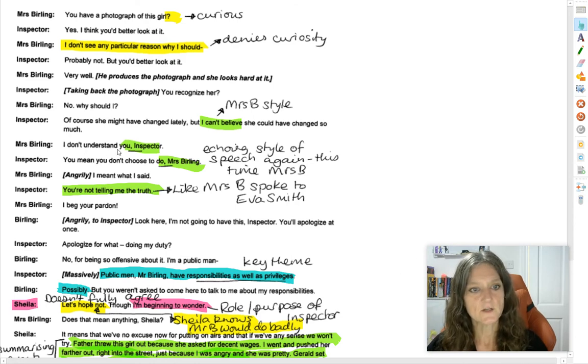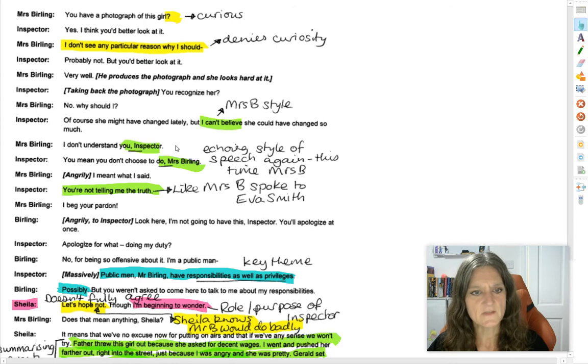Mrs Birling says, "I don't understand you, Inspector." And the inspector says, "I mean, you don't choose to, Mrs Birling." So again, you can see these speech patterns really echoing and repeating. And then Mrs Birling gets angry. "I meant what I said." And the inspector, he's quite angry too. "You're not telling me the truth." And again, you can imagine that this is how Mrs Birling probably spoke to Eva Smith in that charity hearing when Eva went there to try to get some money to help herself out.